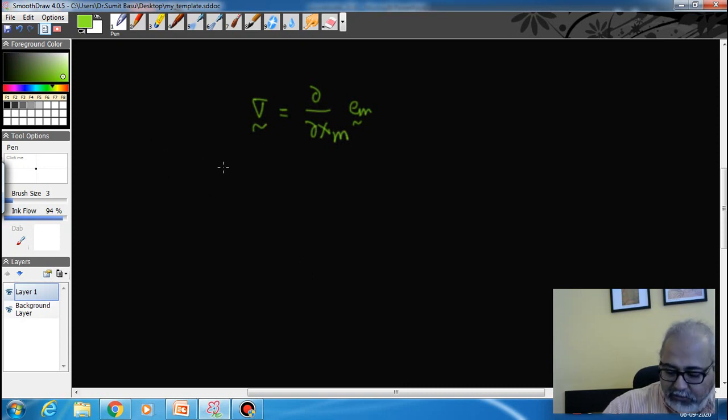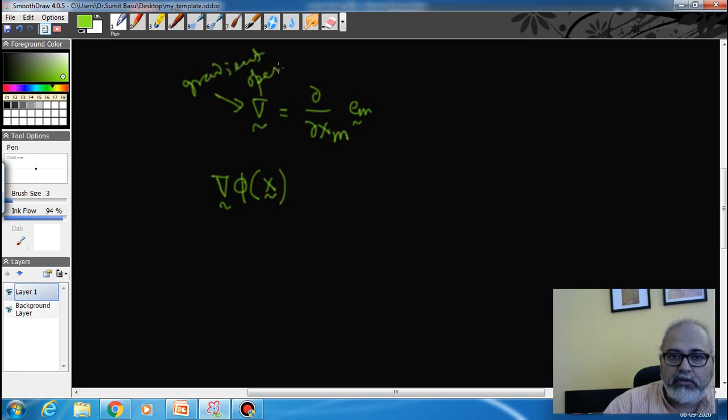So let's say we have a field phi which is a function of the position, say temperature as a function of position, and we want the gradient of this. So we use the gradient or the nabla operator here. This is also called the gradient operator, or the nabla operator. I'll call it both.